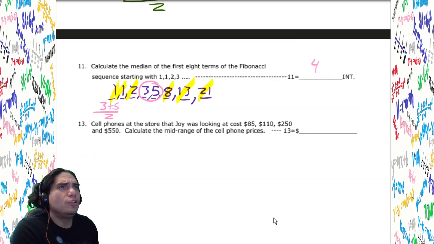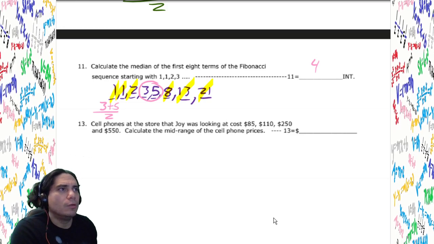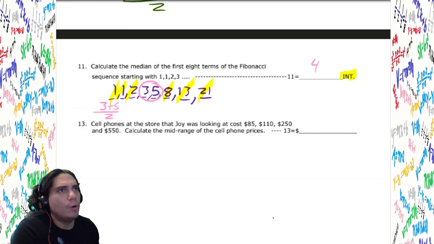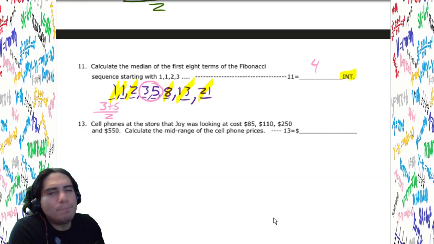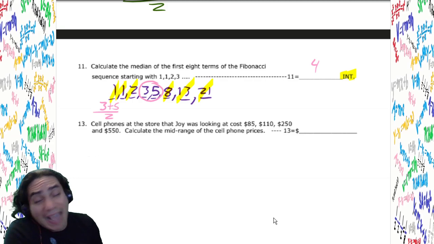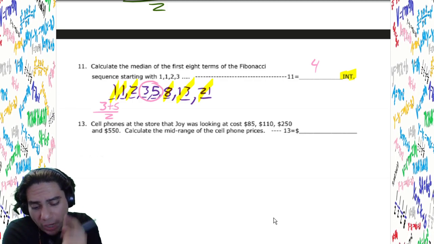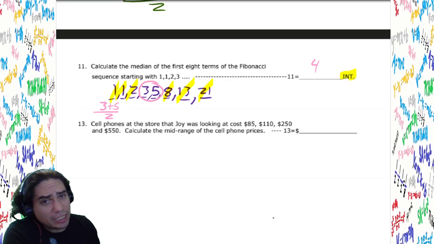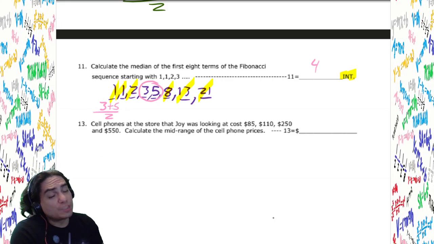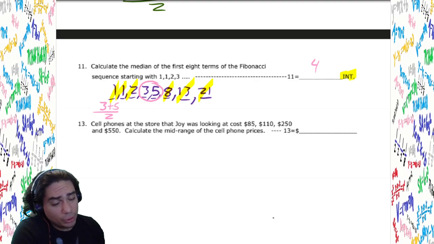So let's go ahead and do the last problem right here. Remember, we only put 4 because it's an integer. We don't want to put 4.00. Last problem is a problem that I've barely ever seen, and it actually doesn't have to do with range, mode, or median. It actually has to do a little bit more with something called mean, more specifically, the arithmetic mean or the average.